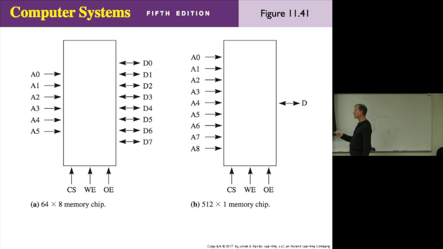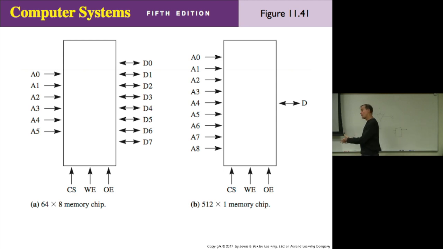Okay, so in order to write something to the chip, what do we have to do? Well, we have to put the data on the bus that we want to write. We have to put the address on the address lines of where we want to write it to. And then we have to select the chip and do a write enable. And that will put the data from here into the byte at this address inside the chip. Is everybody with me?